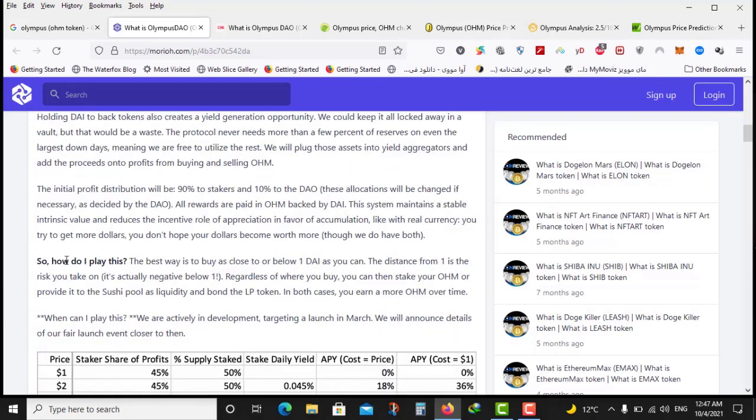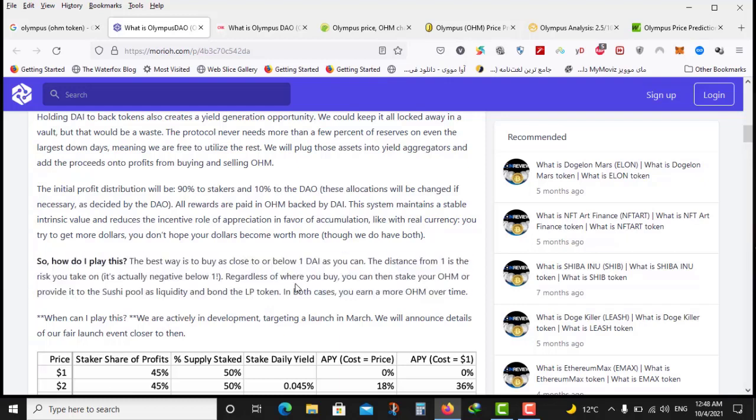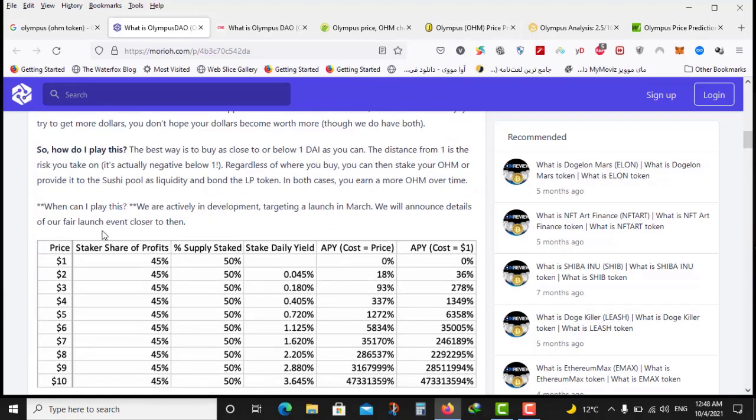And so how do I play this? The best way is to buy as close to below one DAI as you can. The distance from one is the risk you take on. It's actually negative below one. Regardless of where you buy, take stake on your own, or provide it to the Sushi pool as liquidity and bond the LP token. In both cases, you earn more OHM over time. So here you see how you can earn more OHM by staking and what's going on in the project again.